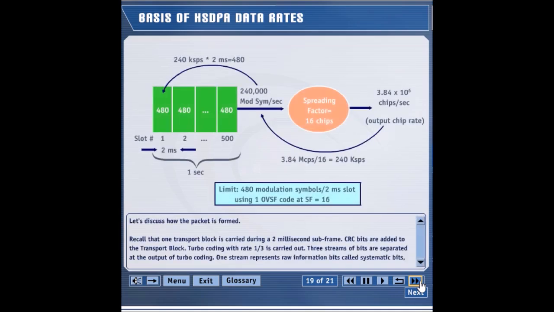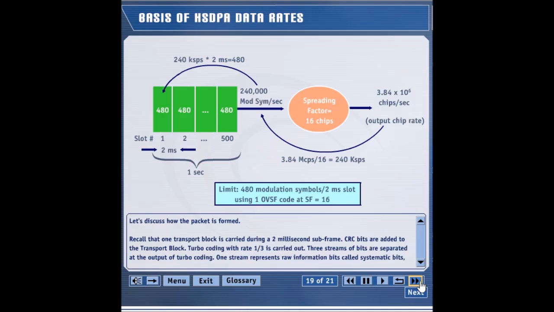Let's discuss data rates in an HSDPA system. The chip rate is 3.84 megachips per second. Since the spreading factor of 16 is used, the modulation symbol rate is 3.84 megachips per second divided by 16, which is 240 kilosymbols per second.